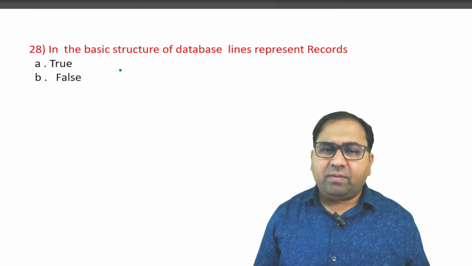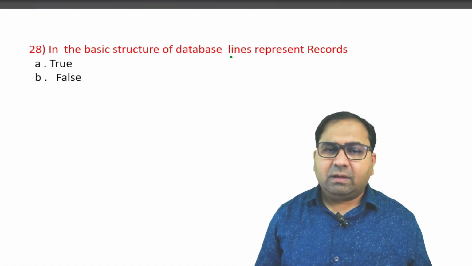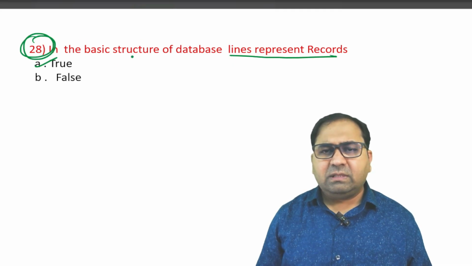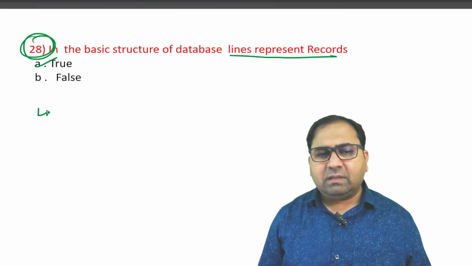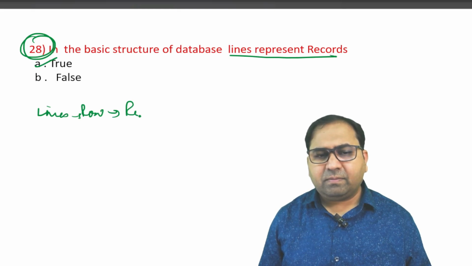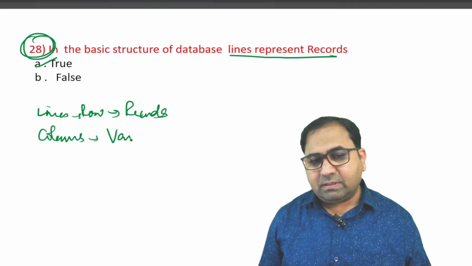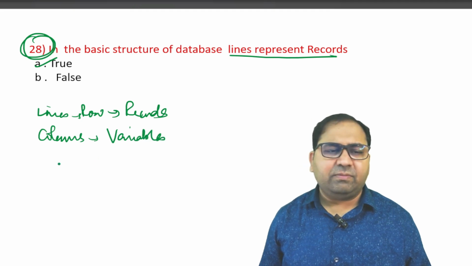In the basic structure of database, the lines represent records. Is it correct or false? Yes, definitely it is a true statement. We have seen this twice. This is a repeated question. Lines are nothing but rows, are nothing but records. Okay. And columns are variables. We have seen this previously.